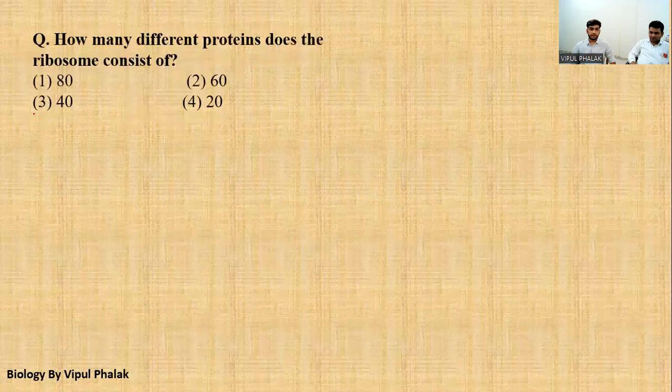How many different proteins does the ribosome consist of? This too is a straightforward question. The statement is clearly mentioned in NCERT. Ribosome consists of 80 proteins.